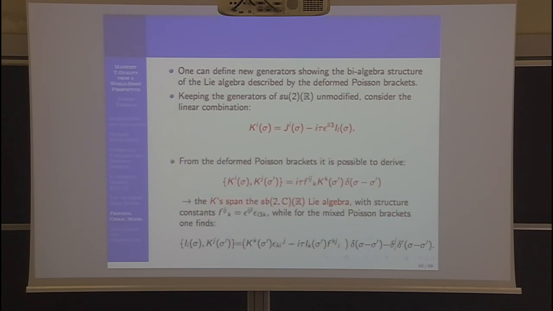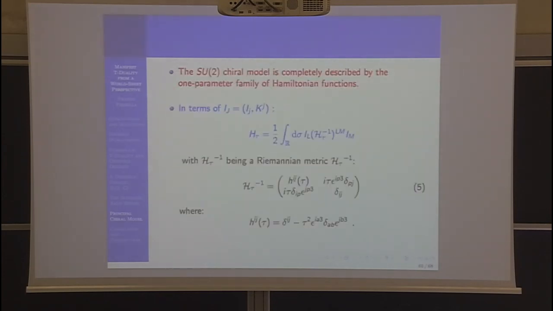So one can define new generators, actually, that show the Borel algebra structure of the Lie algebra. So if we define this linear combination of J and I, we can derive these Poisson brackets for this object. So we see that these objects actually span the SB(2,C) Lie algebra. So in a sense, we have started from the model defined in SU(2), and we have selected the part of the subalgebra that is connected to SB(2,C)_R.